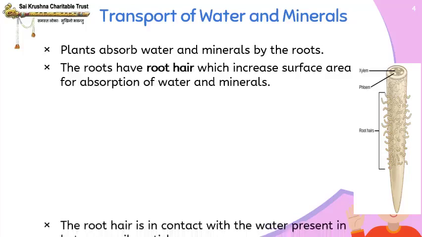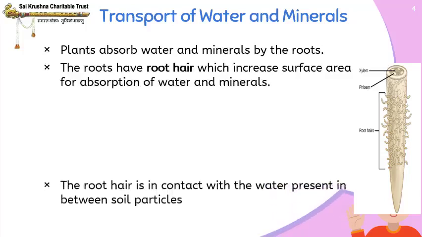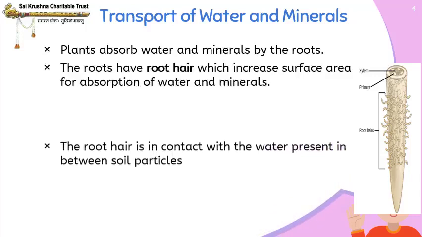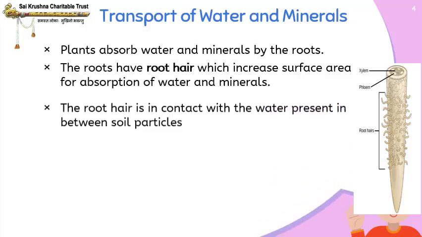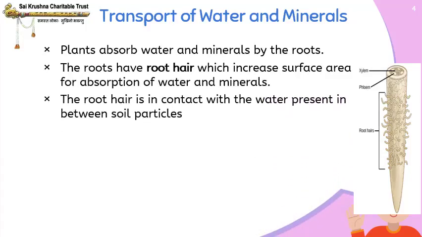The roots have root hair, which increases the surface area for absorption of water and minerals. Basically, in the picture you are seeing the small things. These are the root hairs. So one is the main root. In addition, you have the small root hairs. Because of this, the area increases. As there is more area, they can absorb more nutrients.